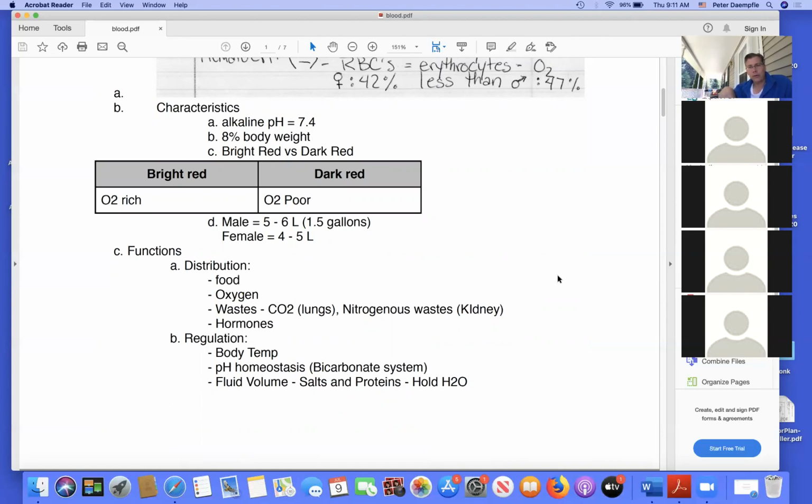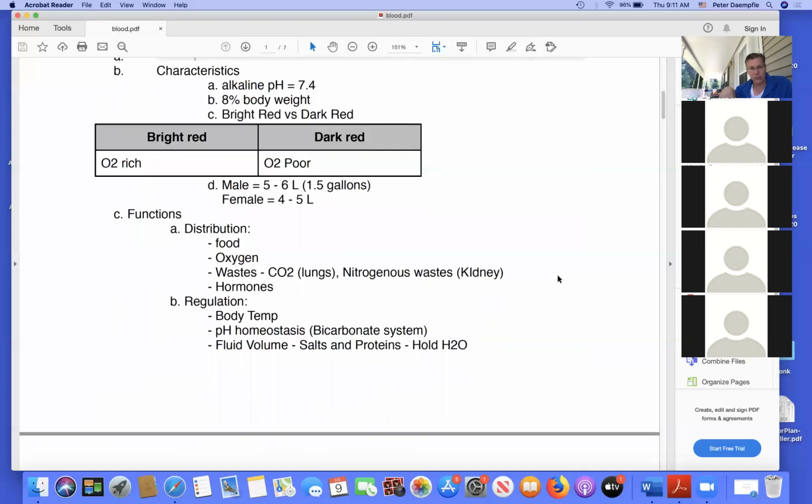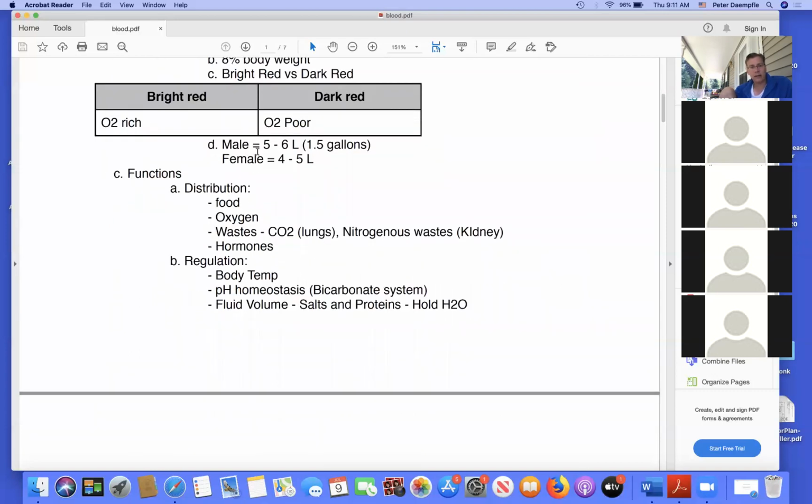The blood makes up 8% of our body weight, and bright red blood means it has oxygen, and dark red blood means it does not, oxygen poor. Men have 5 to 6 liters or 1.5 gallons of blood, just so you get an idea how much blood is in the body. Women, slightly less, 4 to 5 liters.